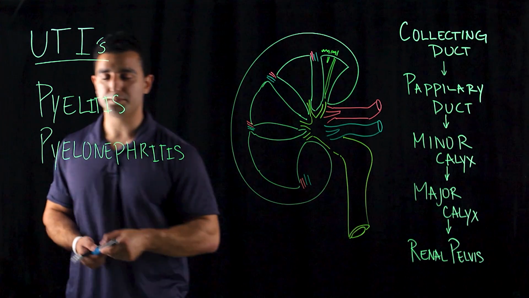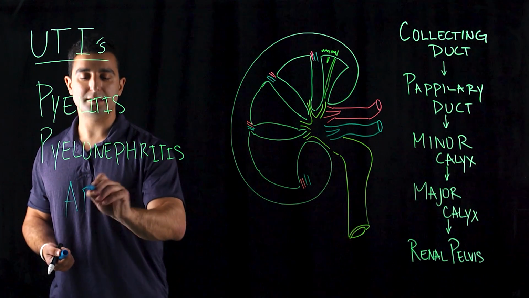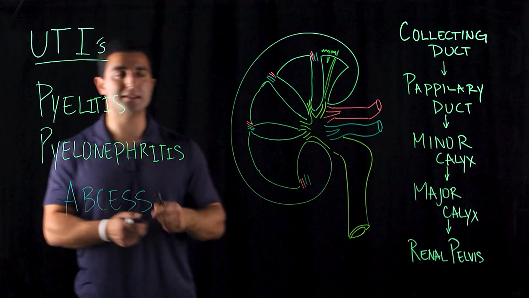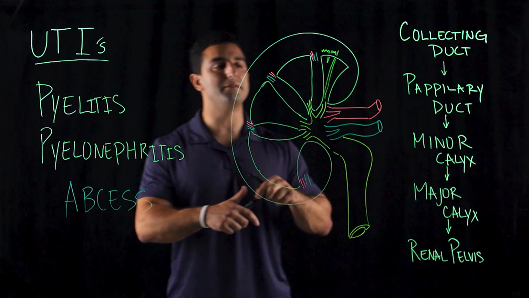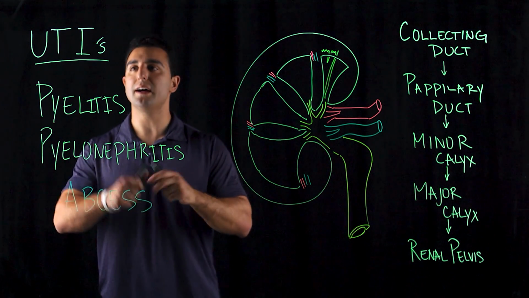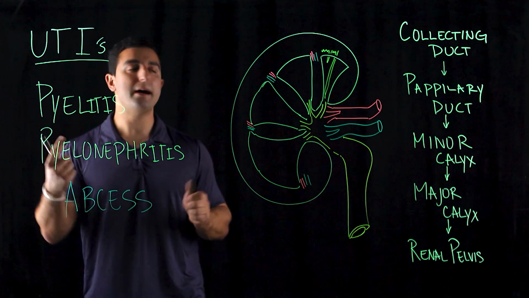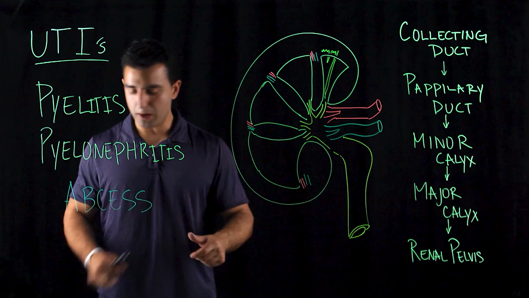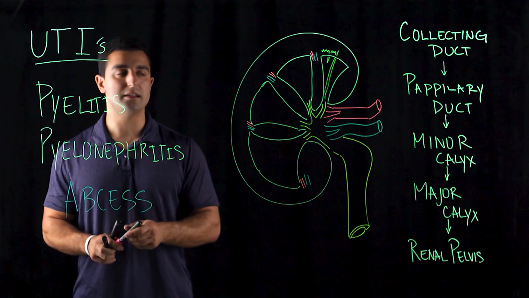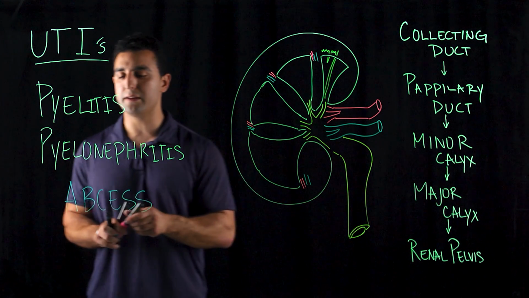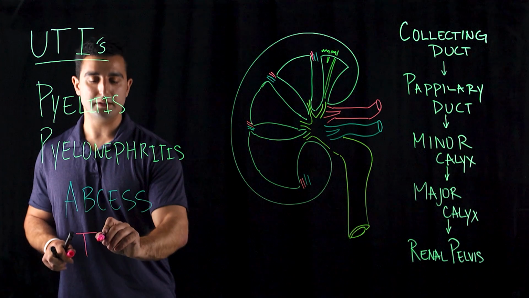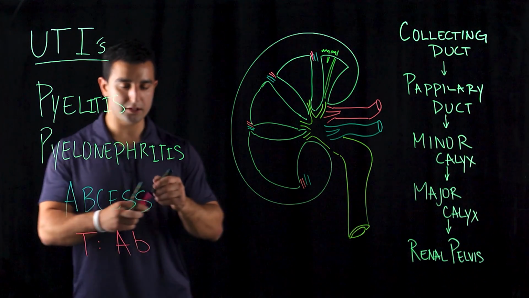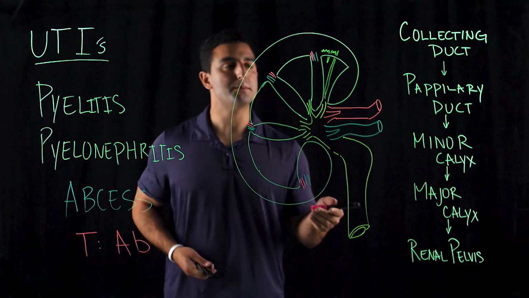Let's use a different color. So what is an abscess? An abscess is a buildup of pus that is usually a result of some kind of infection. So for patients with UTIs, pyelonephritis or pyelitis, what do you think their proper treatment is? If it's a pathogen, specifically a bacteria, the proper treatment would be antibiotics. Antibiotics are very useful in helping these problems, right?